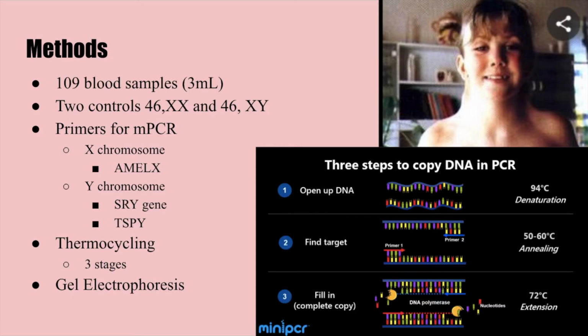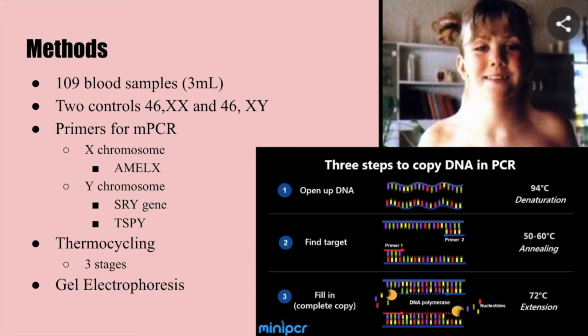The MPCR goes through thermocycling, which is 3 different stages: denaturation, annealing, and extension. In the first part, denaturation, it is at 94 degrees Celsius. The DNA opens up so that the primer could eventually attach, which happens in annealing, which is 50 to 60 degrees Celsius. The primer for that specific gene attaches to the gene sequence, and the DNA polymerase is then able to complete the copy, which happens in the third step, extension, 72 degrees Celsius. The DNA polymerase copies and completes the DNA sequence that the primer bound to.